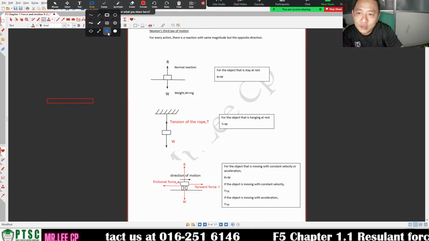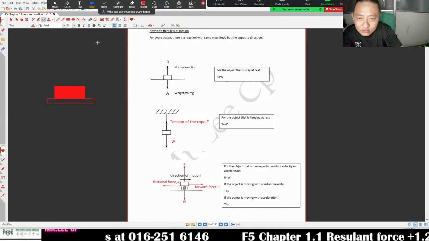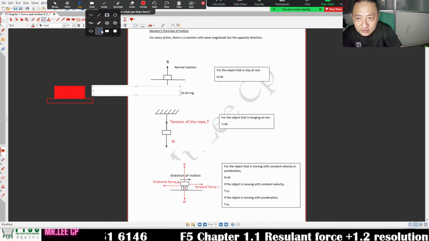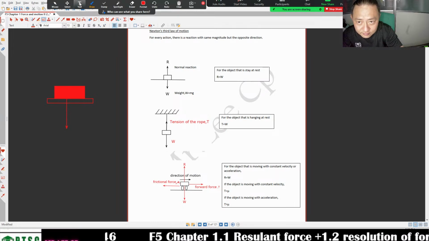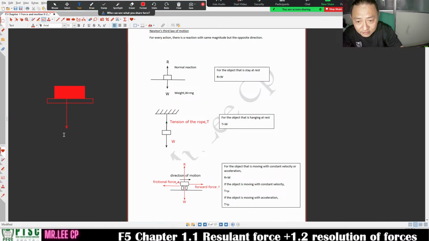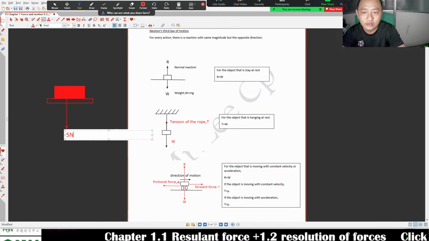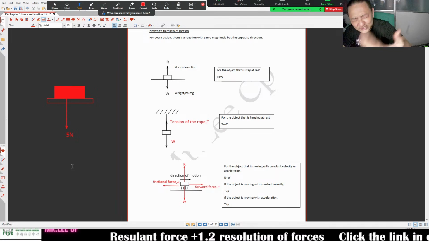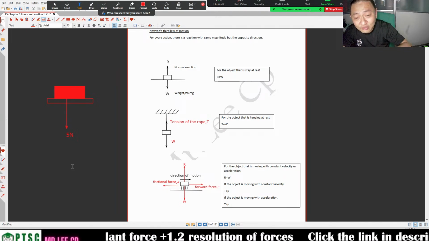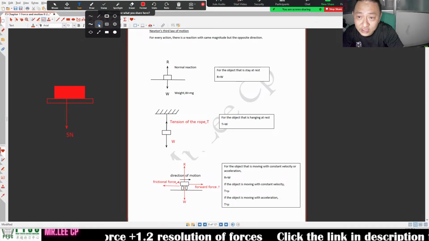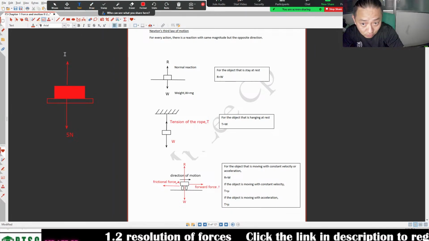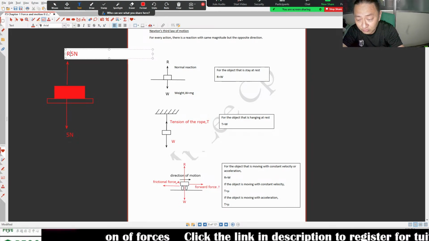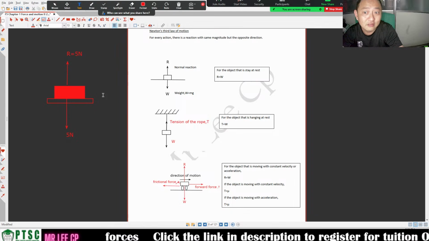Just now, still remember I did one experiment with the scale. This one is 5 Newton. That is a weight of 5 Newton, because 0.5 kg is 5 Newton. You learn it from Form 3. Not from 3, we take it from Form 4. G is 10. M times G, 0.5 times 10 is 5 Newton. So if I don't move, this one will not be moving. 5 Newton. What is this? This is called reaction. Reaction is 5 Newton.